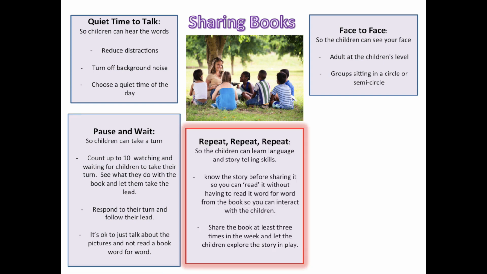Repeat, repeat, repeat, so the children can learn language and storytelling skills. We can do this by ensuring that we know the story before sharing it, so that we can read it without having to read it word for word from the book, so that we can interact with the children. It is recommended that we share the book at least 3 times in the week and let the children explore the story through their play.